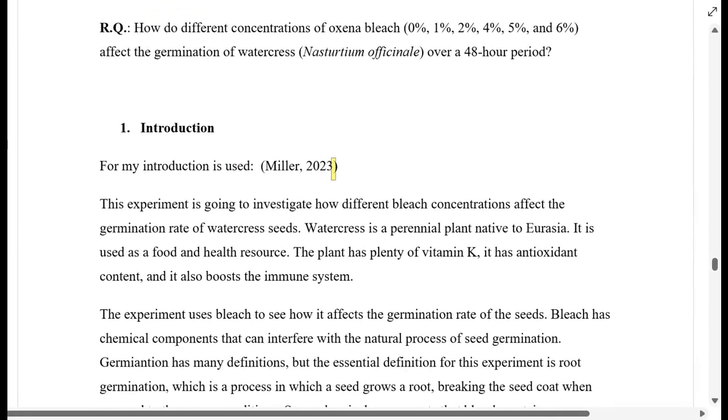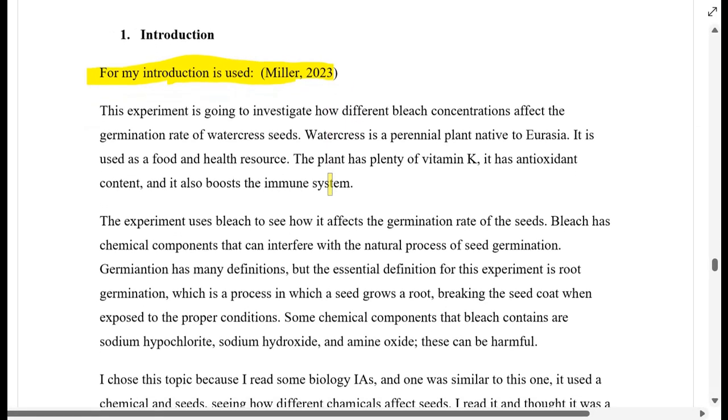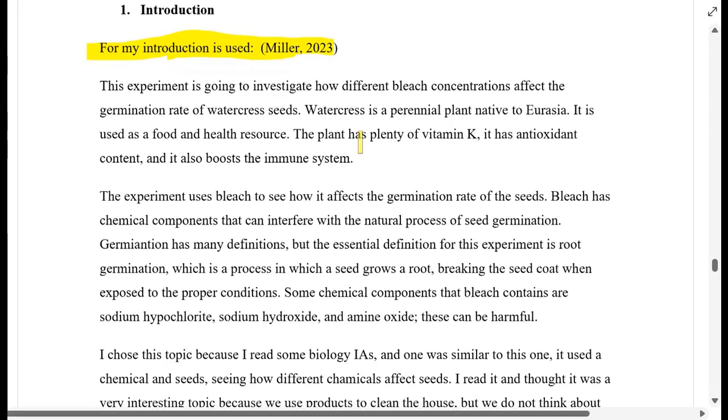When I look at this, this is not how we cite in MLA, which is what we use at our school. I'll talk about that more at the end of this video. You're talking about watercress. Where's the scientific name? Where's a picture of it?